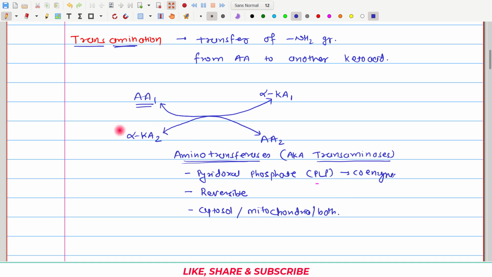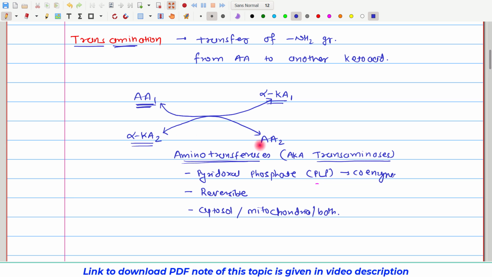Now, in this transamination reaction, as we can see, there is one pair of amino acid and its respective keto acid, and another pair of keto acid and its respective amino acid. In human or mammalian biochemistry, this second pair of keto acid and amino acid is almost always fixed.